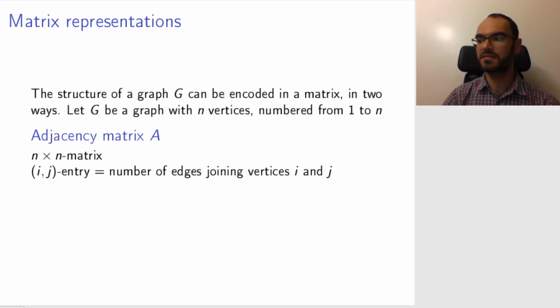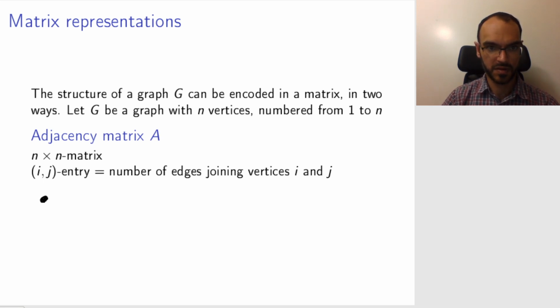Let's look first at the adjacency matrix. So the adjacency matrix is an n times n matrix. N is the number of vertices of your graph. And the ij entry in the matrix is the number of edges joining vertices i and j. So let's see how it looks.